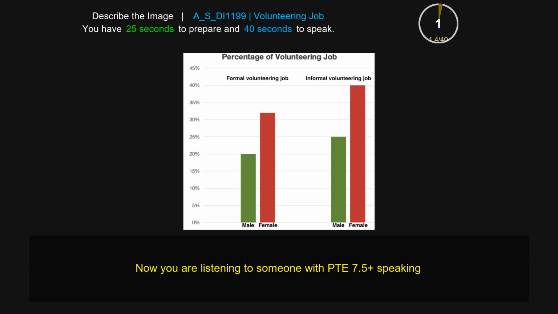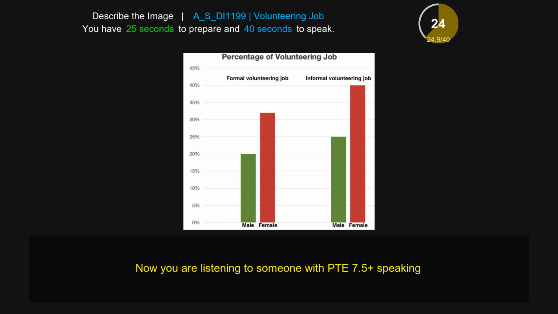The given image is a bar chart which provides information about percentage of volunteering job between male and female. In the given figure, it can be clearly seen that female have the highest percentage of volunteering job, which is 40% for informal volunteering job, whereas male have the lowest percentage, which is formal volunteering job, which has a value of over 20%.